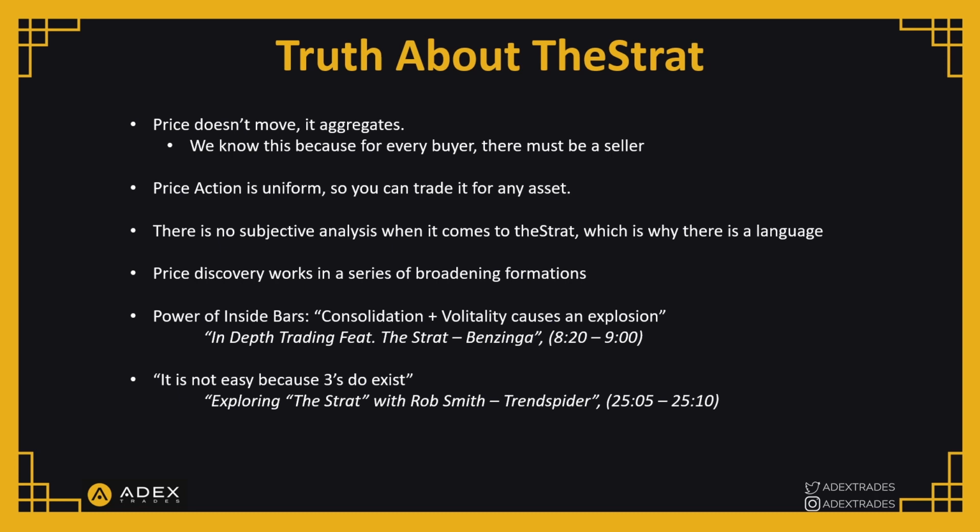Because you're going to realize, once you're looking at those candlesticks and you see a 322 rev on the month, that is the same thing as a 322 rev on the daily. But the amount of time that it takes to get to the target is just different. All right, but we'll be talking about that in different slides. Price discovery works in a series of broadening formations, and we know that simply because outside bars exist. An outside bar cannot occur without being a 2 first.